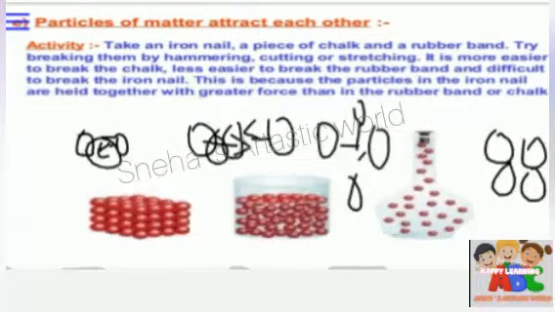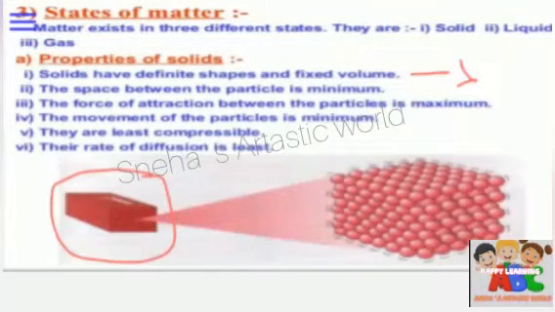Okay, go ahead. The next concept is states of matter. Matter exists in three different states. Which are they? The first one is solid, the second one is liquid, the third one is gas. First we learn the properties of solid. What are the properties of solid? Solids have a definite shape and fixed volume. Every solid matter has a definite shape, and fixed volume. What is volume?